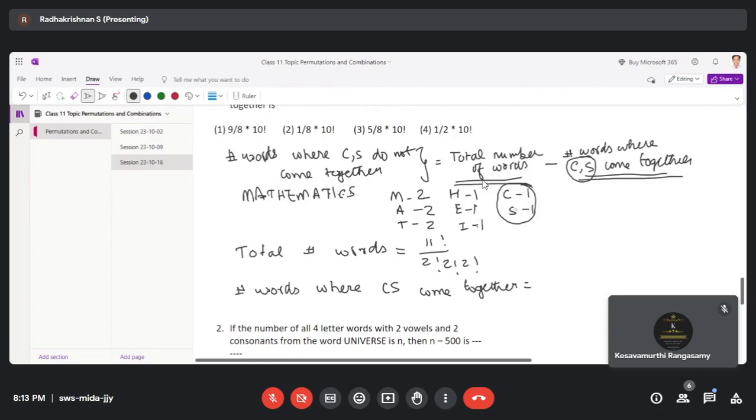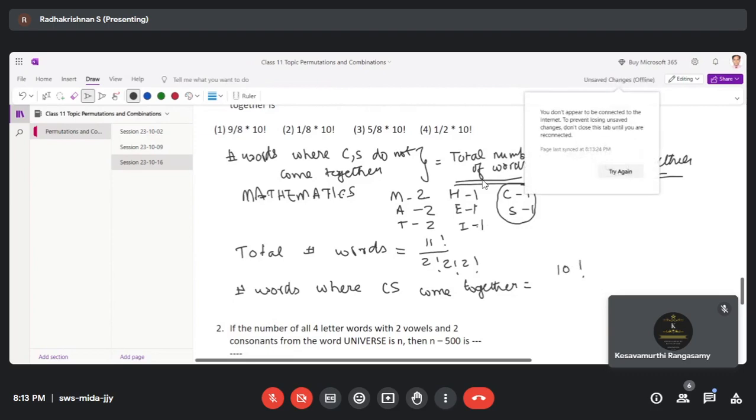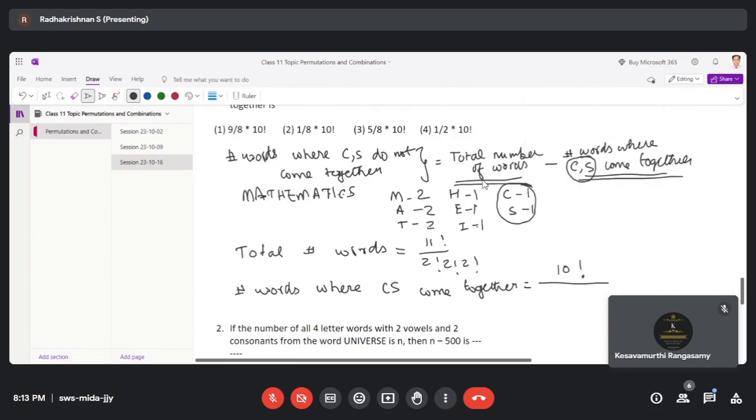Plus C and S together we count as 1. So 10 factorial divided by, again this 2, 2, 2 are there, right? Again M is there 2 times, A is there 2 times, T is there 2 times.